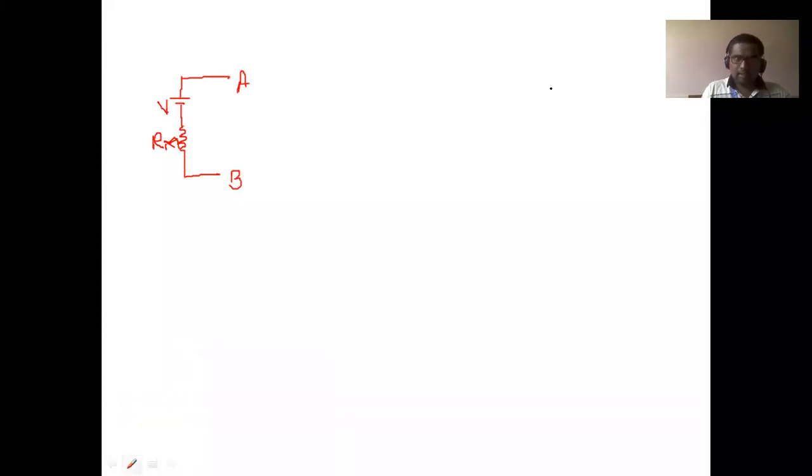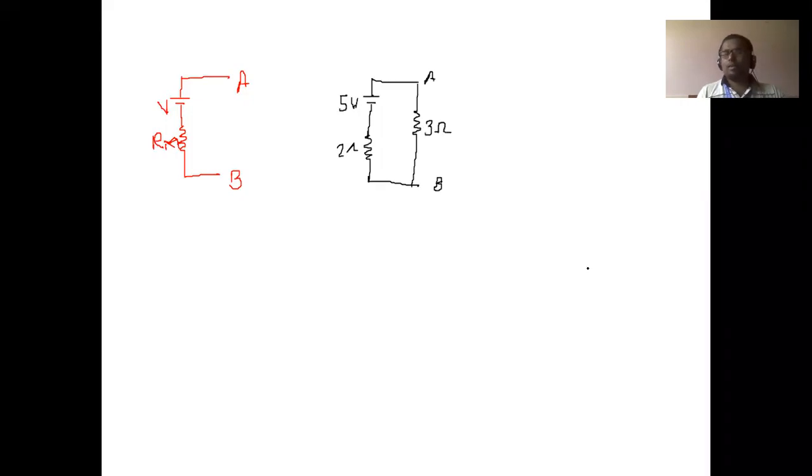Now we can connect any value of a load between the terminals A and B. Suppose I consider that here the voltage is 5, the internal resistance is 2, and between the points A and B I connect a resistance with a value of 3 ohm. Now if you see, these 2 ohm and the 3 ohm are connected in series, so the total resistance of this entire circuit becomes 3 plus 2, which is equal to 5.